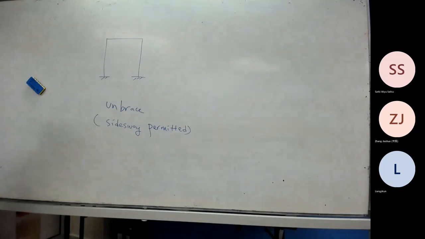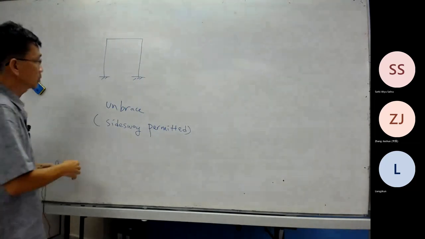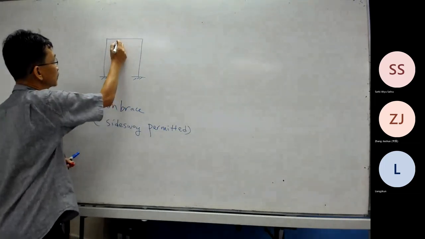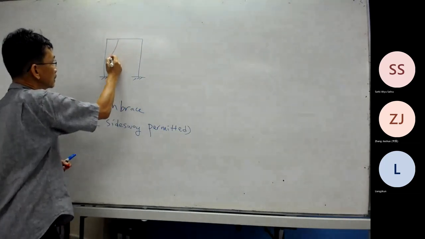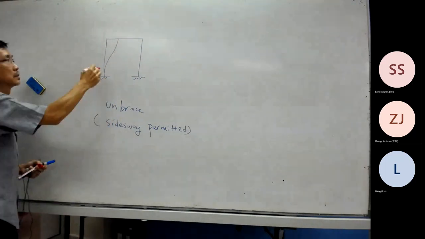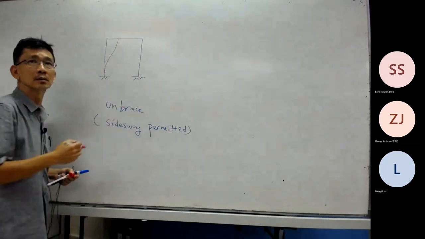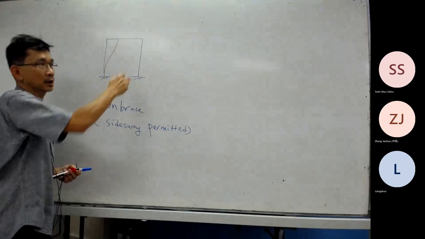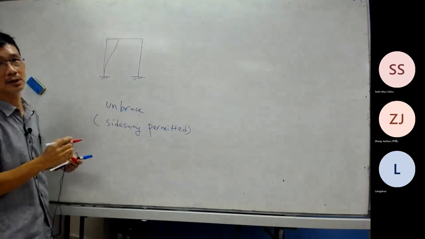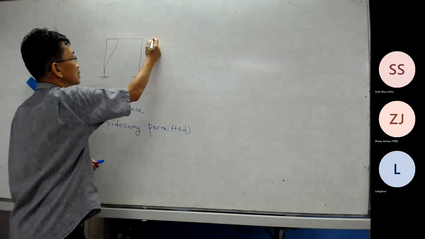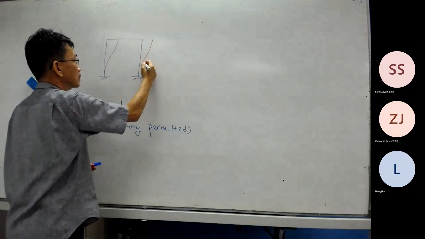The whole frame can sway. So it will sway, possibility it will sway like this. Okay. This one? Can it come like this? Cannot, because this is connected, cannot come like this. It can come like this, this is a special frame. So this one goes like this, this one must also go like that.